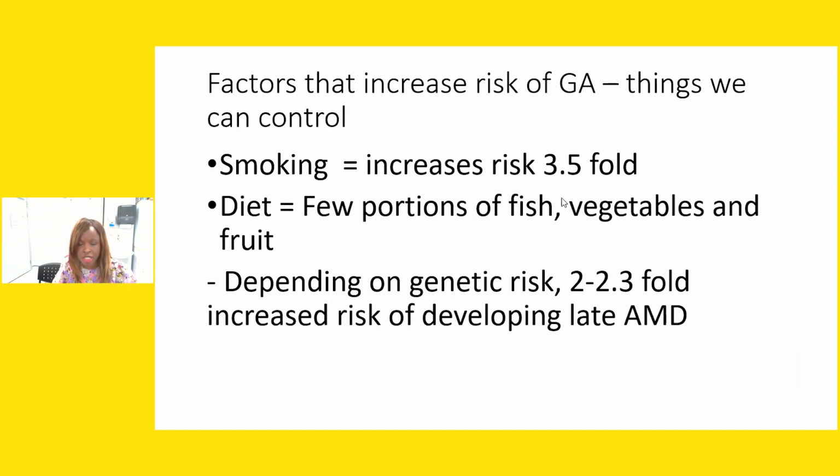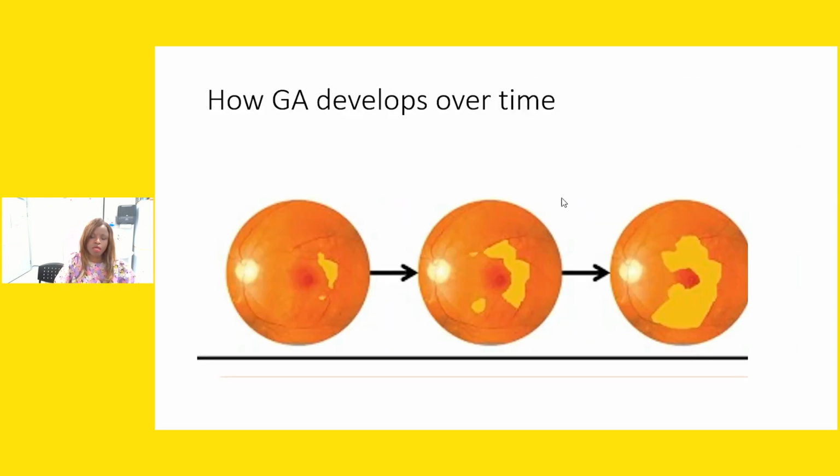But factors that increase our risk of geographic atrophy that we can control include smoking, which increases risk by 3.5-fold, and diet, basically having a diet with fewer portions of fish, vegetables, and fruit, which, depending on your genetic risk, can increase your risk of geographic atrophy by 2 to 2.3 fold. So those are the things we can potentially modify.